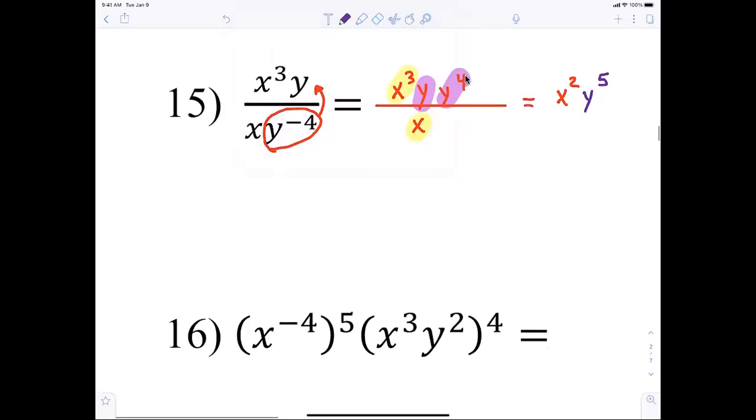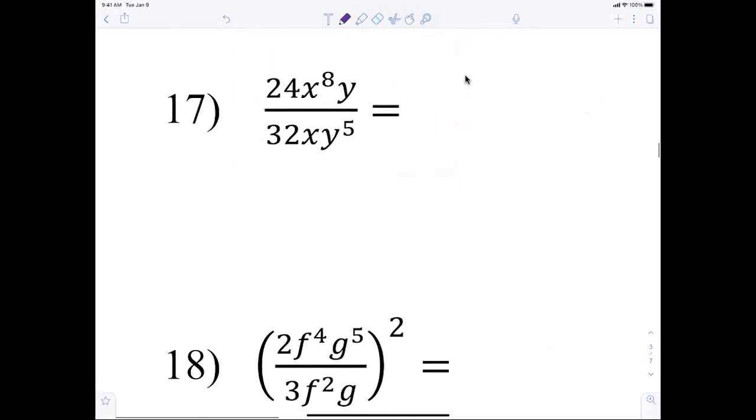All right, here we go. Let's try 17. So now we're just taking this right here and reducing that fraction. I can reduce that by how many? 8. So that becomes 3 over 4. How many x's on top? 8. How many on the bottom? 1. Leaves me 7. 7 where? On the top.